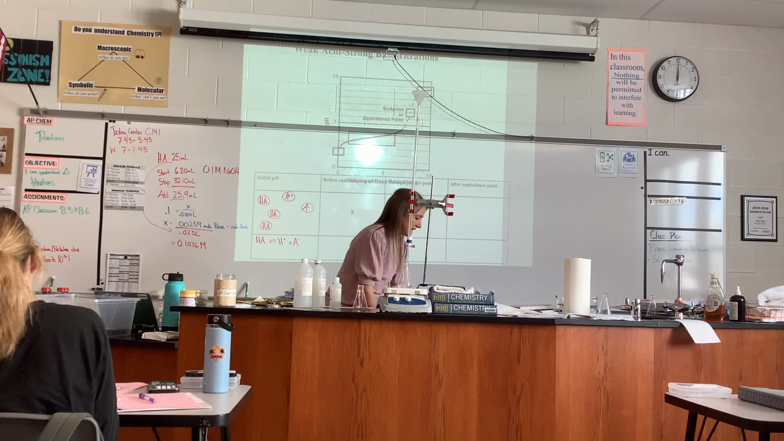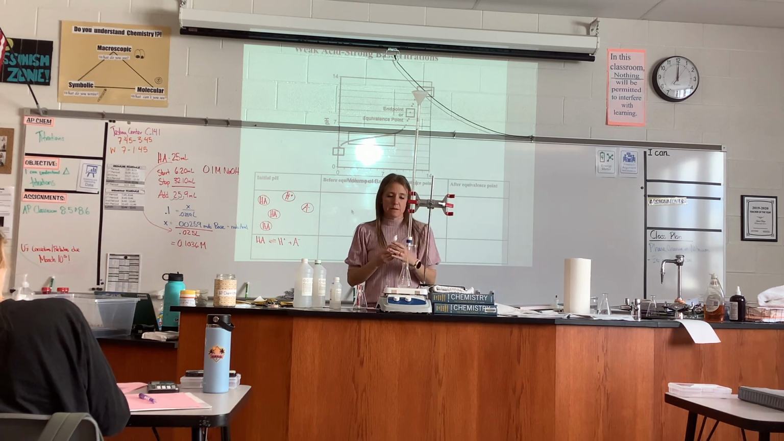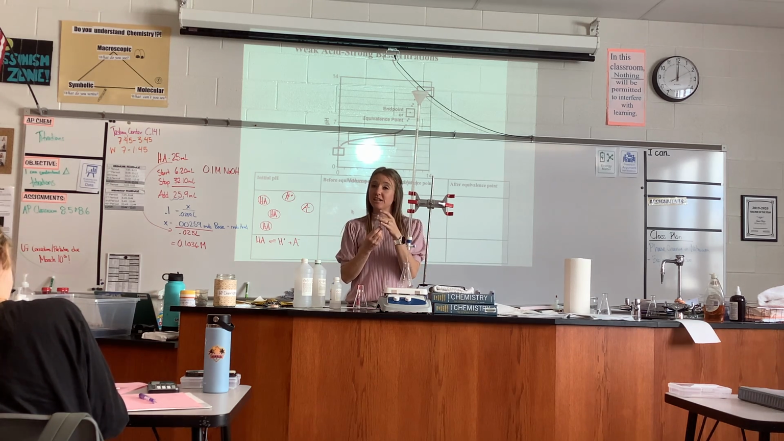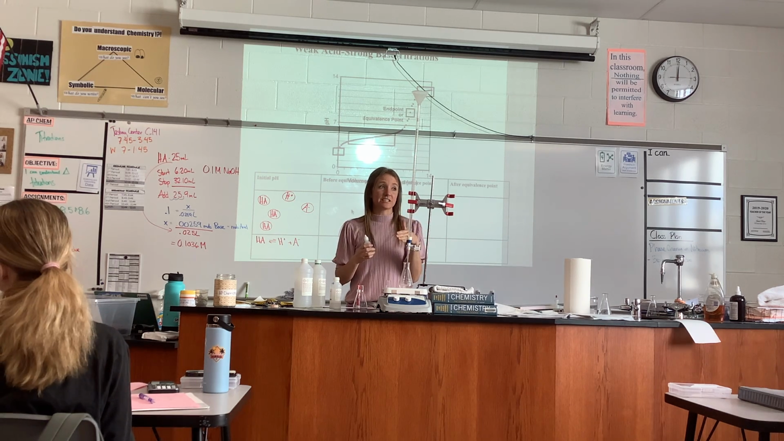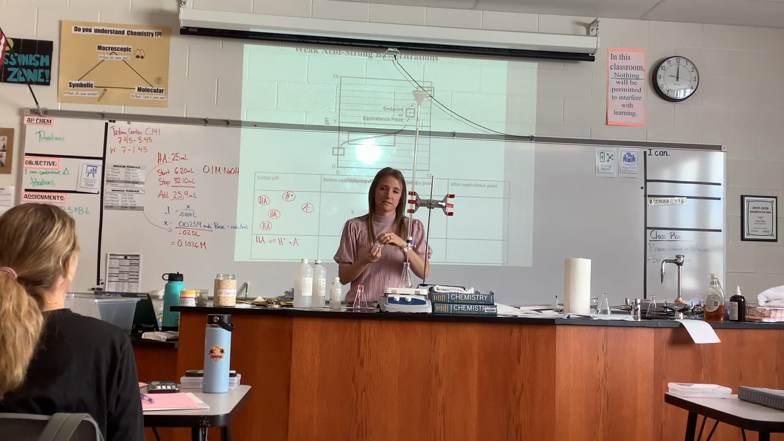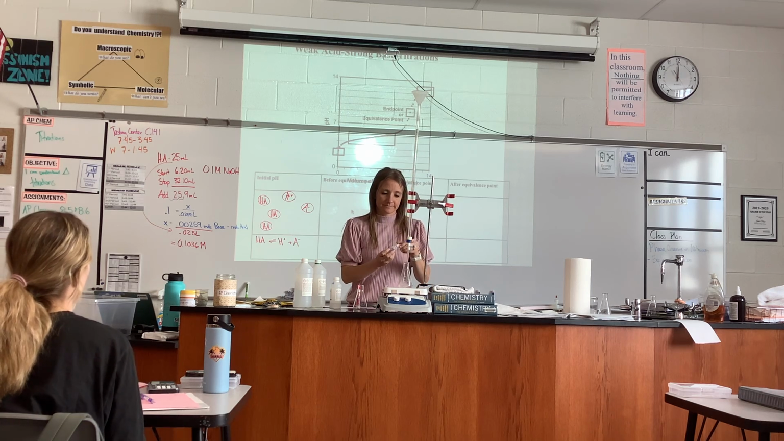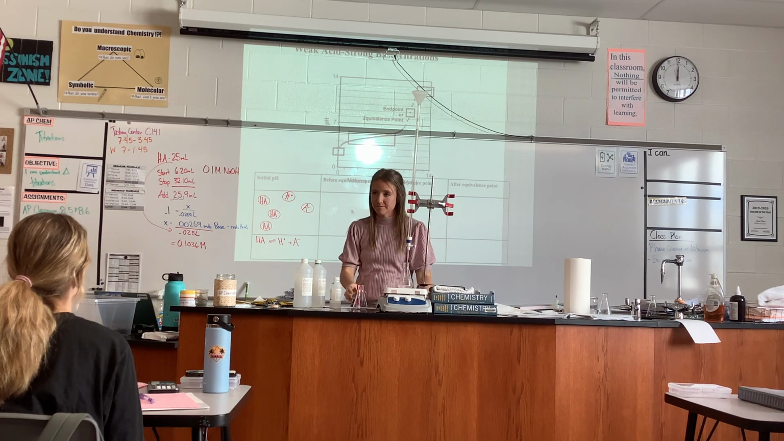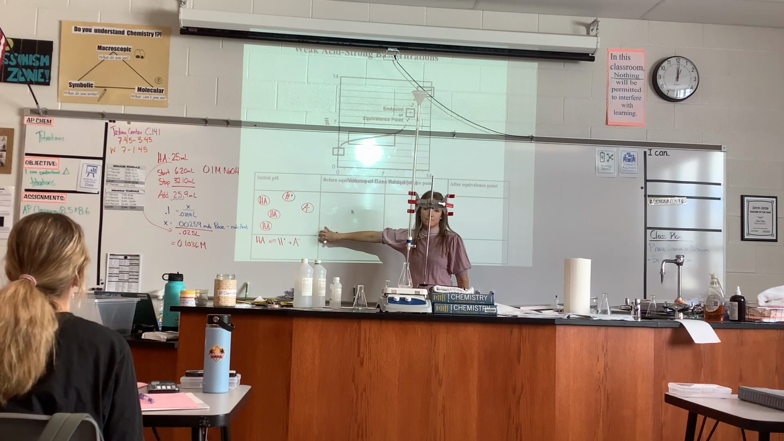Now for this one, I'm going to add a different type of indicator just so you can see a difference. Because I know this situation, I'm picking an indicator that changes color at the pH of the equivalence point. So it's going to stay clear until we get to the equivalence point. It's slightly pink because I didn't clean my flask very well. Okay, questions so far?